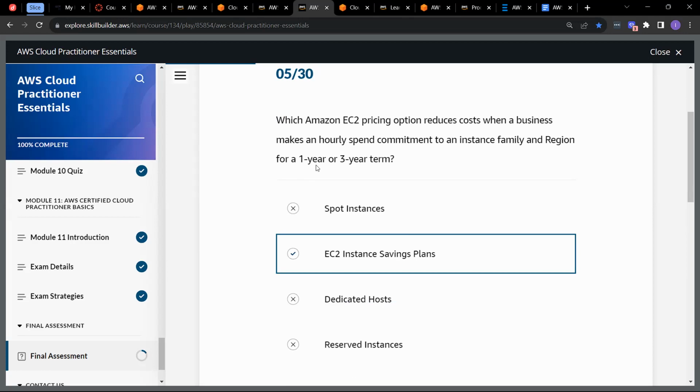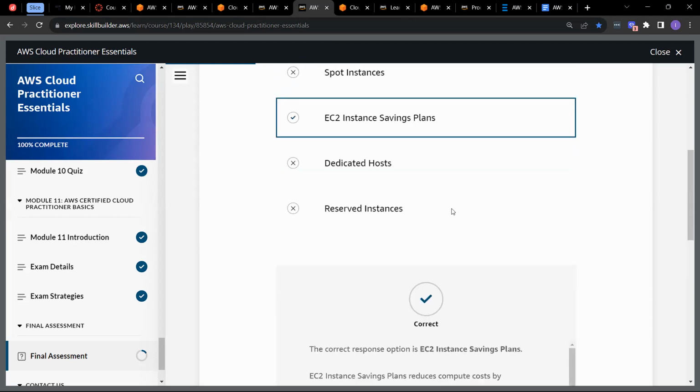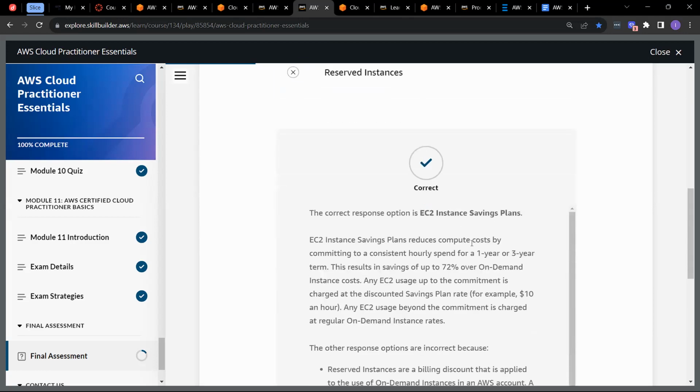So the hourly is what makes it the instance savings plan. Yeah, the hourly commitments. If you add the commitments to it, because the reserved instances, I don't think there's any commitments to it, is there? Okay, so what if the commitment was maybe a year, 1 year commitment? It will change to the reserved.